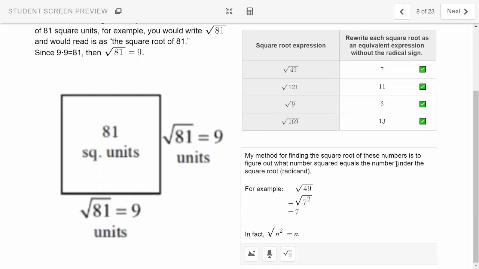My method for finding the square root is I think about the factors of 49 and I look for pairs that form squares. So 49 is 7 squared. The square root of the square of 7 is just 7. And we have a rule that says the square root of n squared is n.